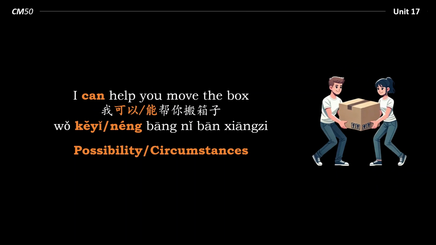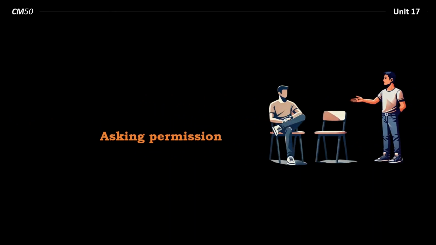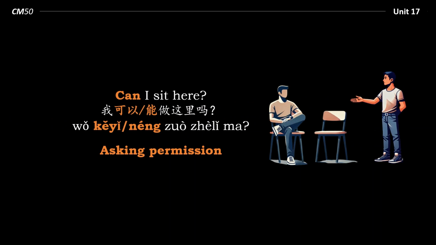I can help you move the box. We could say 我可以帮你搬箱子. It's possible for me to do so. We could also say 我能帮你搬箱子, as in the circumstances permit me to do so. So when it's possibility versus circumstances, then 可以 and 能 are interchangeable. They are also interchangeable when asking permission. For example, can I sit here? We can say 我可以坐这里吗? Or 我能坐这里吗? So when asking permission, we can use either 可以 or 能.